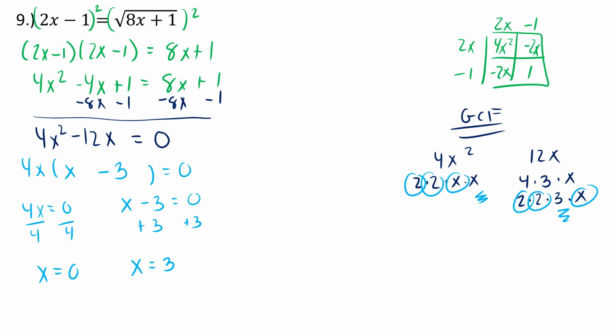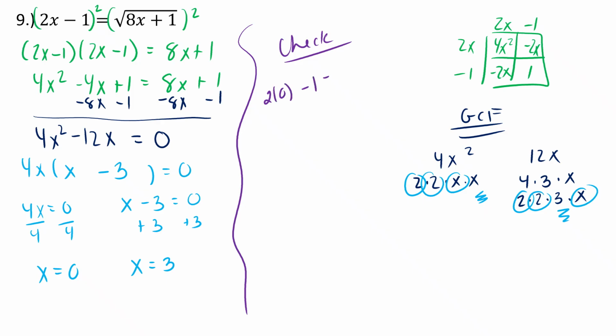Now, when you get more than one answer, it is usually pretty wise to check those answers, because this is when you can get into this thing called an extraneous root or solution. And so let's go ahead and check those. So if I have 2 times 0 minus 1, is that the same as the square root of 8 times 0 plus 1? 2 times 0 minus 1 is -1.